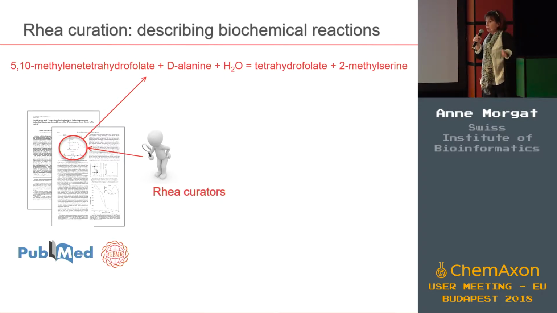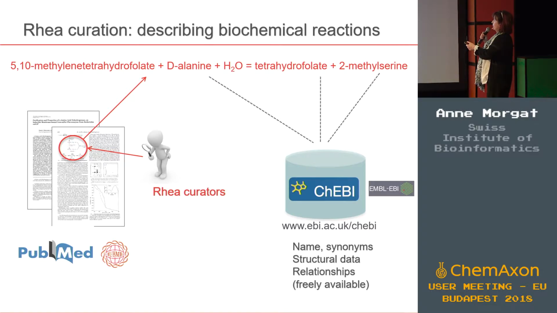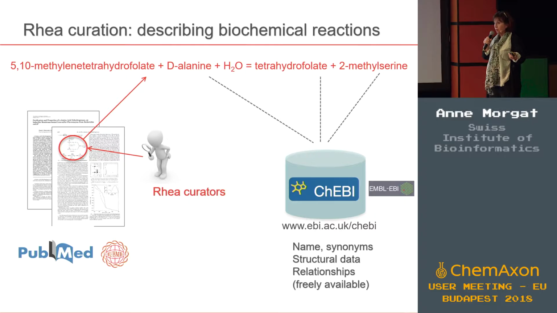So what is the RHEA curation process? When a curator starts from this textual representation of the reaction, the first step is to go back to the original paper, then to explicitly define the reaction participants using the ChEBI resource. We heard about ChEMBL. ChEBI is another resource developed by the EMBL-EBI at Cambridge. ChEBI is a dictionary providing names and synonyms as well as structural data. ChEBI is also an ontology providing several relationships. And ChEBI, like ChEMBL, is freely available.